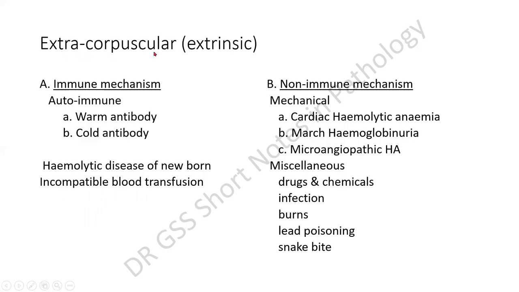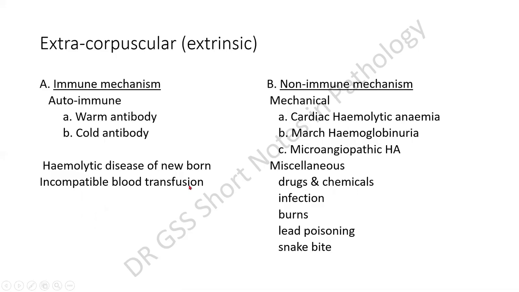It can be membrane defects, hemoglobin defects, and enzyme defects. The next is extracorpuscular defects. The defect is not within the RBC, it is from without. One major cause is the immune system. And under that we have got autoimmune disorders. There can be warm antibodies and cold antibodies which can cause hemolysis. Hemolytic disease of the newborn, you people should be very well aware of.